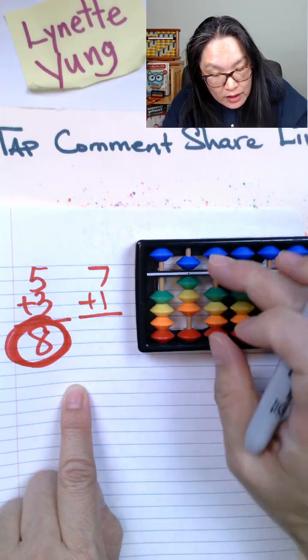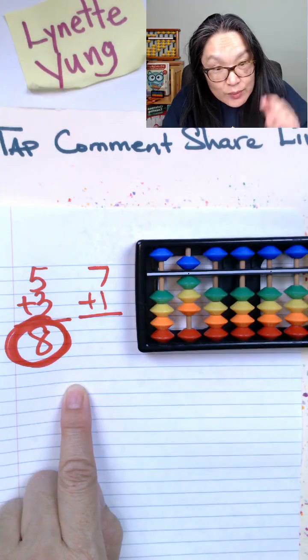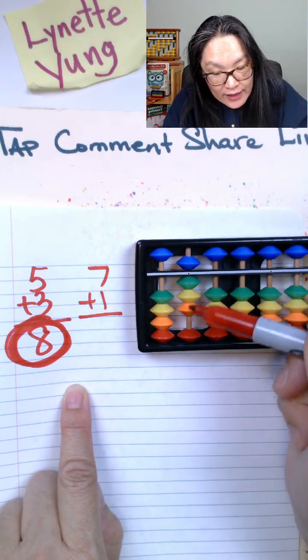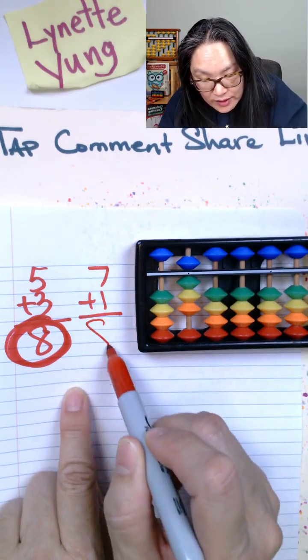So here we have 8. We have the horizontal bar, which is what tells us what's being counted, and then we have 8. 5, 6, 7, 8. So here is my answer, 8.